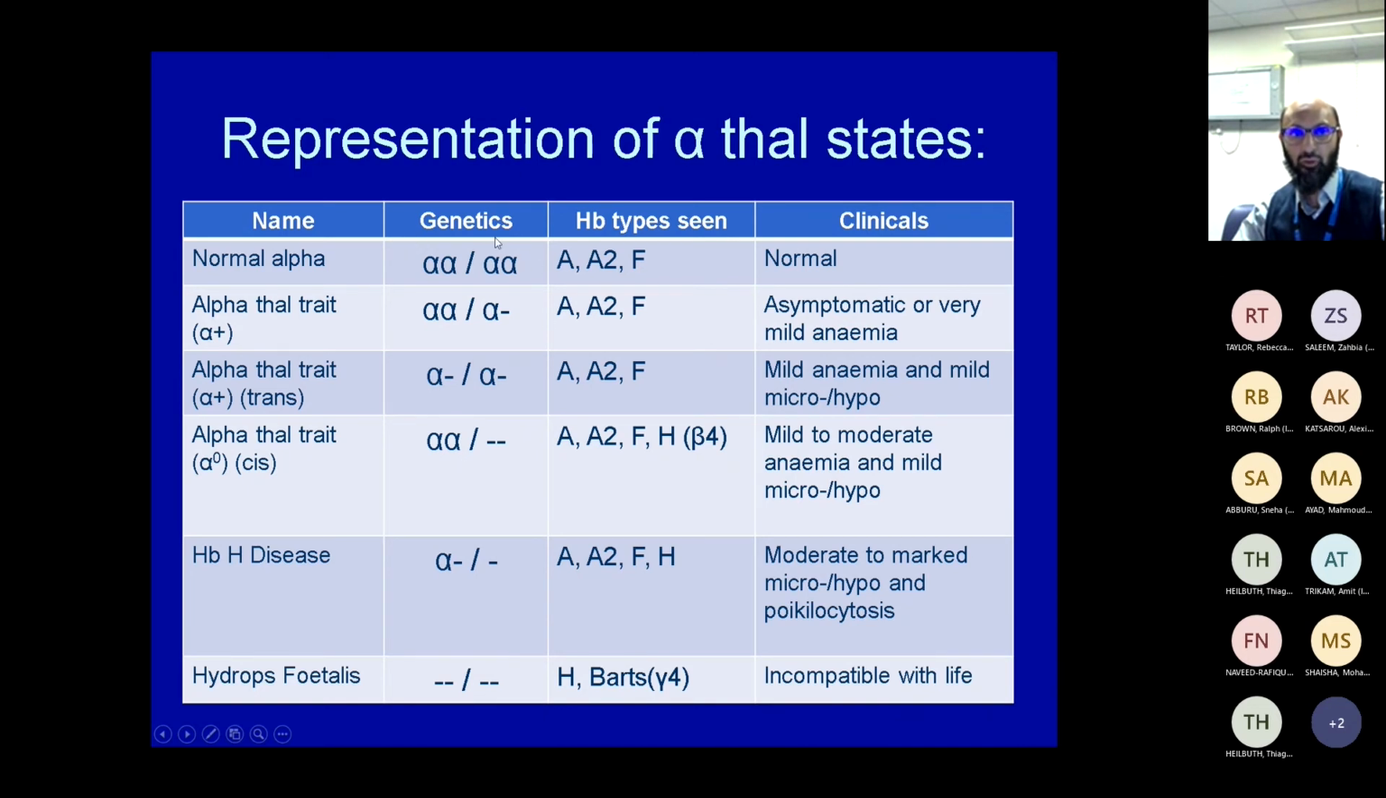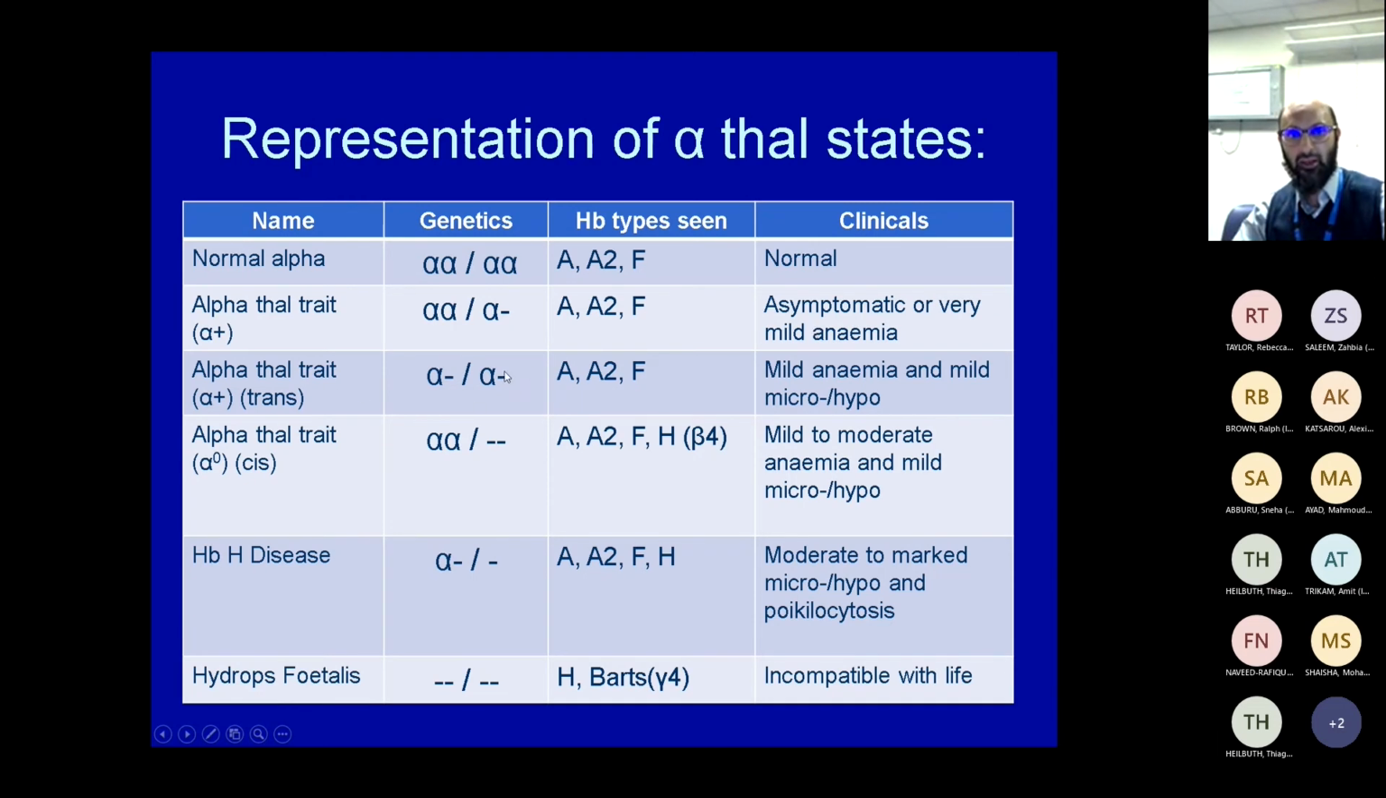So obviously this is a normal situation where you have a full complement of 4 alpha globin genes. And in this situation here, termed heterozygous alpha plus thalassemia, there is a deletion of 1 of the alpha genes. Okay, and these individuals are asymptomatic or may have an extremely mild anemia.